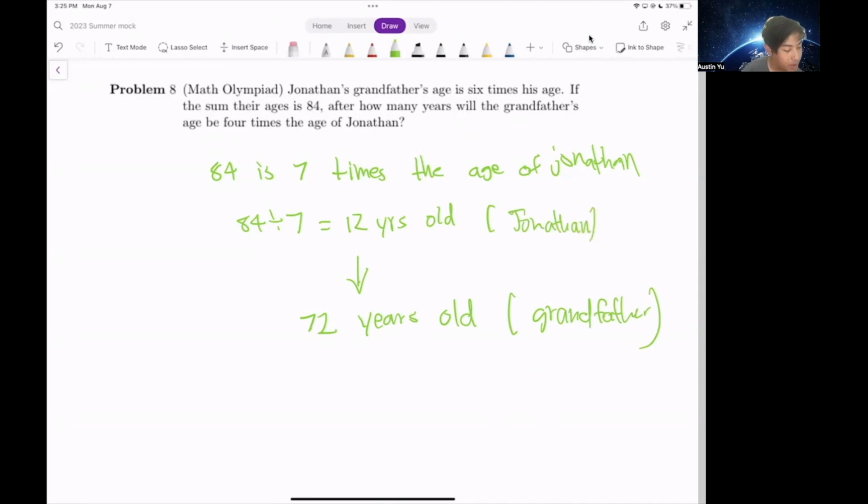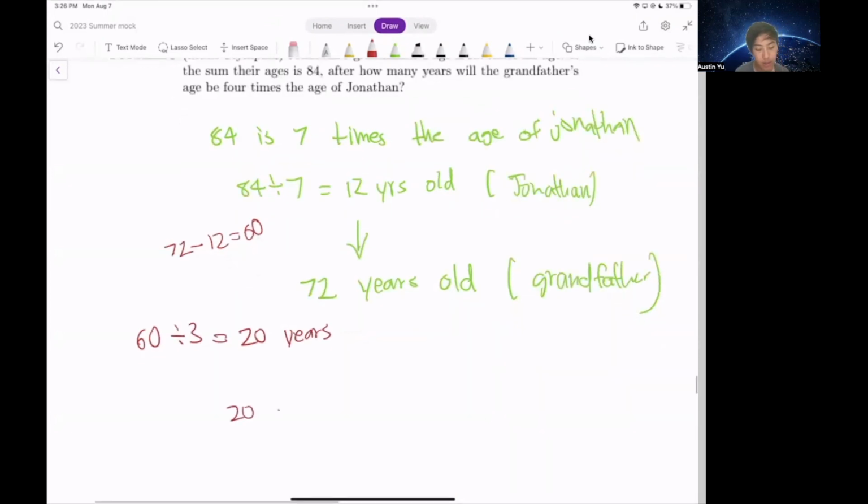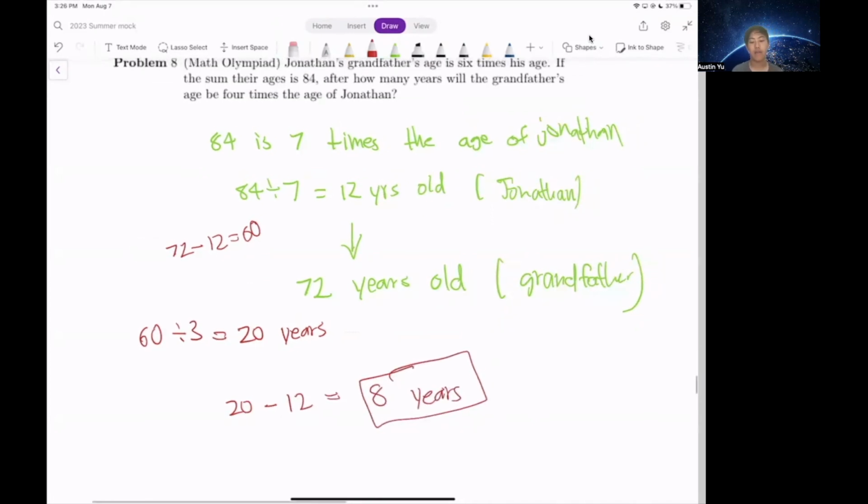And then step 2. Note that the difference between their ages never changes, hence 72 minus 12. So 72 minus 12 equals 60. And 60 is 3 times Jonathan's age when their grandfather's age is 4 times his. Hence at that time, Jonathan will be 60 divided by 3 equals 20 years old. So it is 20 years old minus 12, which is his current age, equals 8 years. Therefore, it is 8 years until his grandfather's age is 4 times the age of Jonathan.